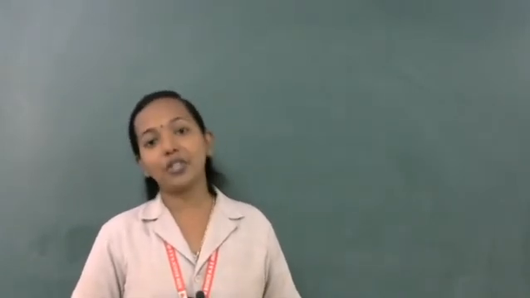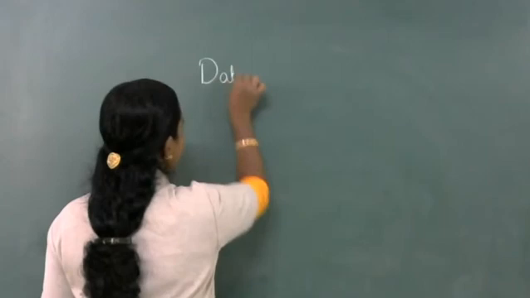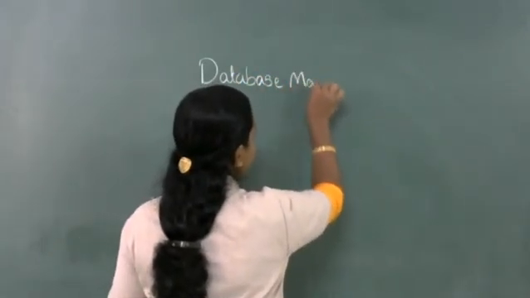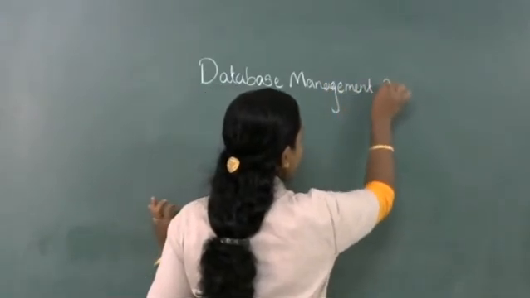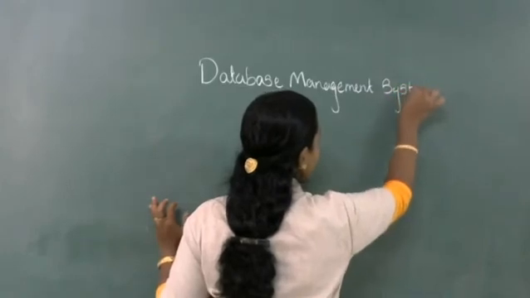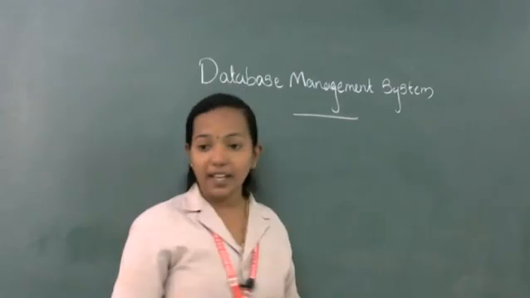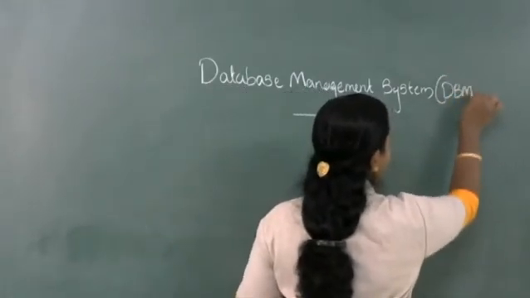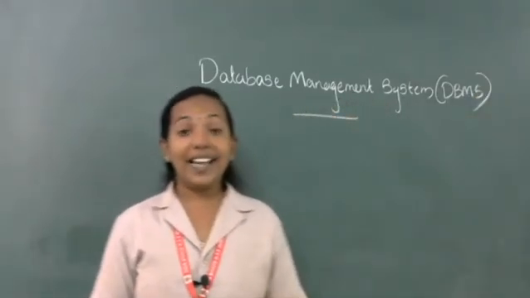So we will start our new chapter. What is the chapter name? Database management system. That is our chapter 8. Database management system, or the short form is DBMS.